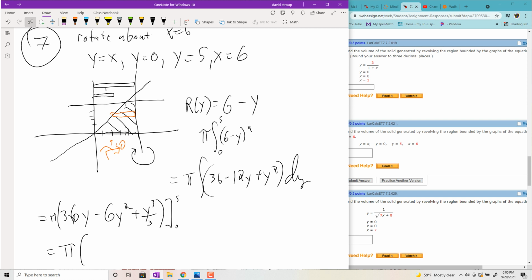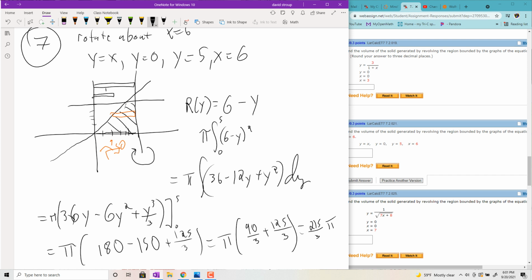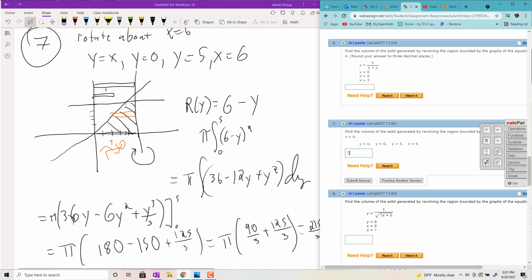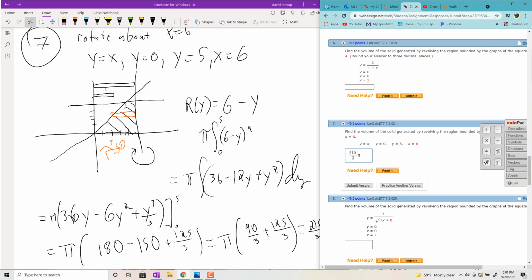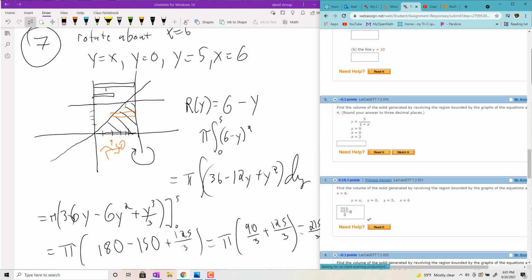Pi, 36 times 5. I'm not doing it in my head, I refuse to. 36 times 5, 180, minus 6 times 25, 150, plus 125 thirds. So pi times 30, so 90 thirds plus 125 thirds, 215 thirds pi. Let's see, about 23 pi. Yay.